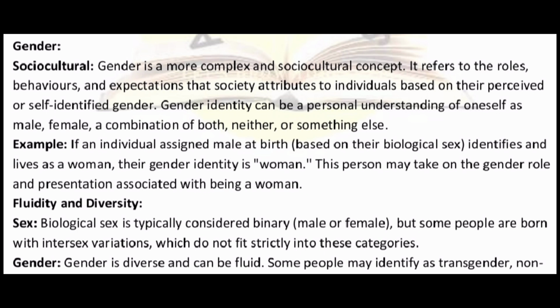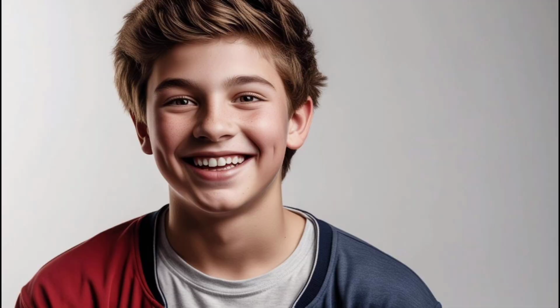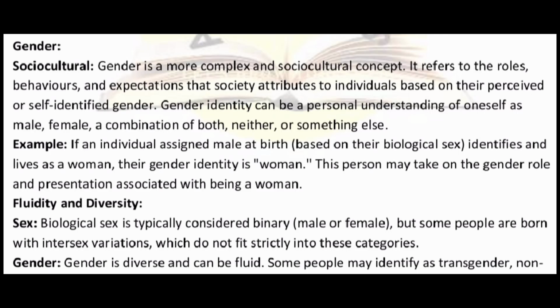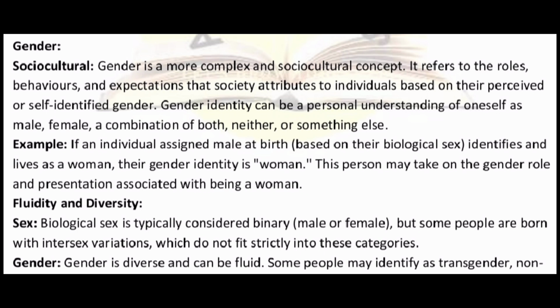Now, if an individual assigned male at birth based on their biological sex identifies and lives as a woman, their gender identity is woman. This person may take on the gender role and representation associated with being a woman. Now see, this very good example is given here. Suppose there is a boy, all right, a male child is born, so his sex is what? His sex is male, but he wants to behave like a female. Suppose he wears skirts, then he cooks food, then he does sweeping, then he takes care of the baby, he is very nurturing, very caring.